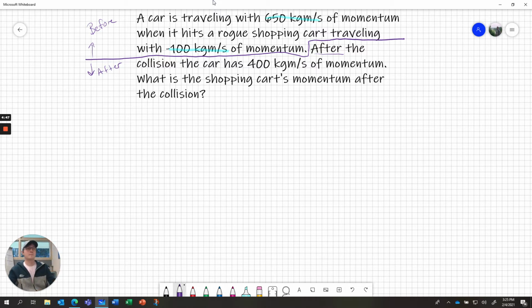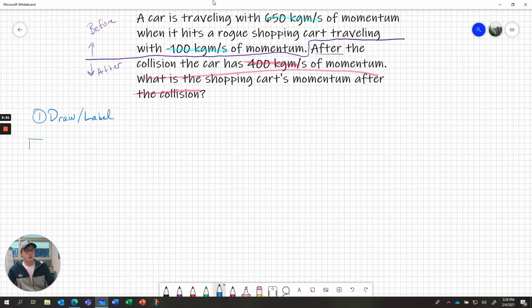Okay. So after the collision, the car has 400 kg·m/s of momentum. What is the shopping cart's momentum after the collision? Okay. So step one, we need to draw out the situation and label the parts. All right. So we have a car.